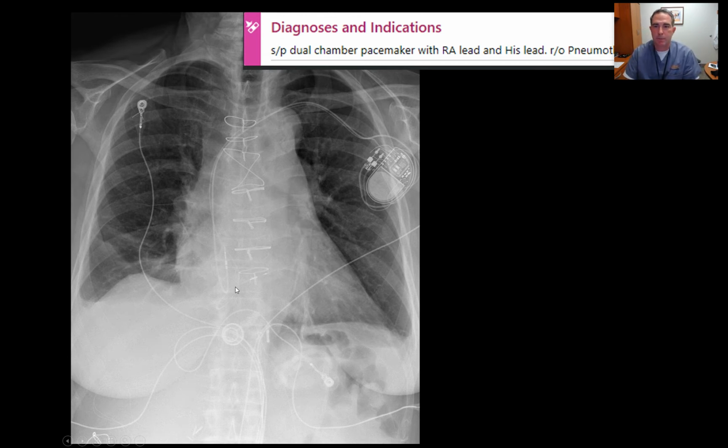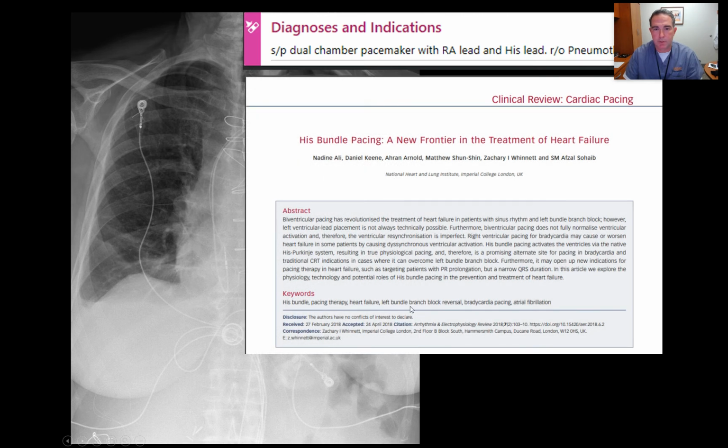So I looked up in the notes or tried to figure out what was going on, and they have a RA lead and a His bundle lead. I didn't know what that was, so I looked it up. Apparently it's a new frontier in the treatment of heart failure. So I learned something, and that was where they wanted it. But if you see something you don't like and it's a little abnormal, dig into the chart.